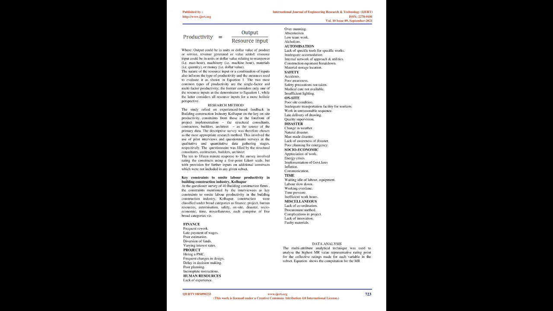The nature of the resource input or a combination of inputs also informs the type of productivity and the measures used to evaluate it, as shown in equation 1. The two most common types of productivity are the single-factor and multi-factor productivity. The former considers only one of the resource inputs as the denominator to equation 1, while the latter considers all resource inputs for a more holistic perspective.